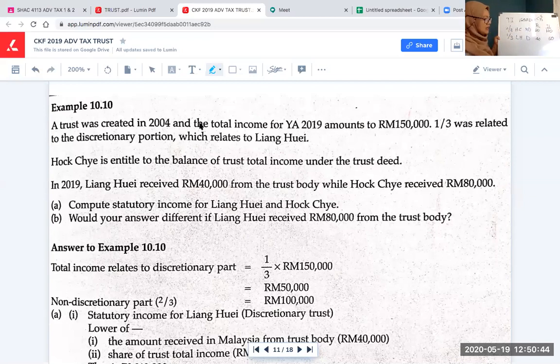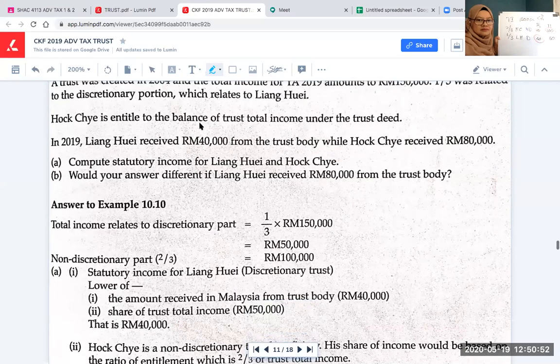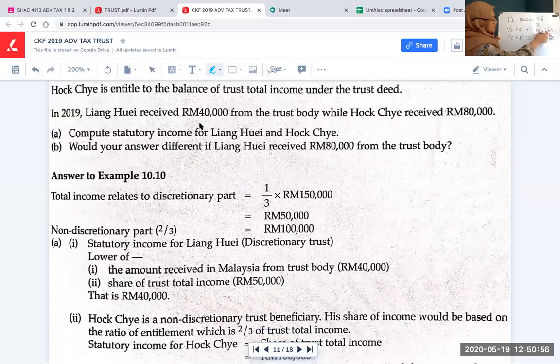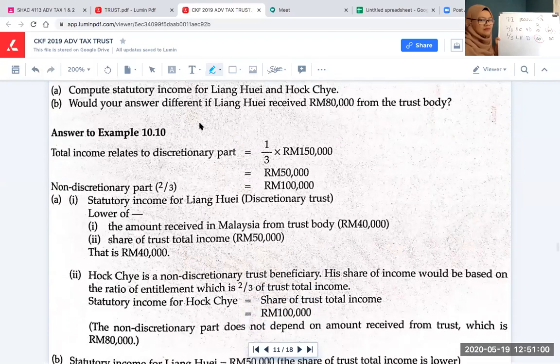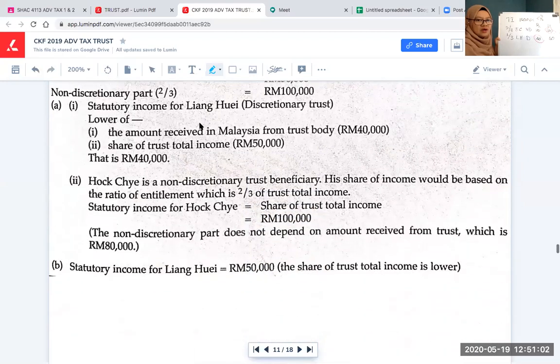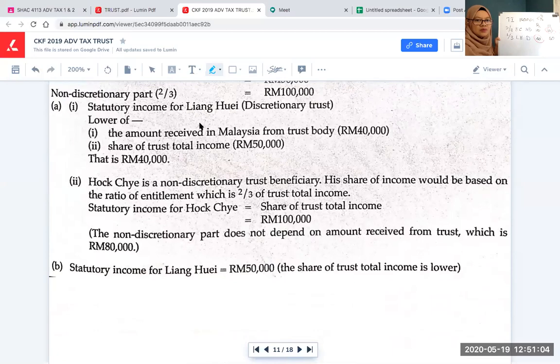For discretionary, what do we take? The lower of. For non-discretionary, we take the total income. What is the answer? Non-discretionary is 100,000, correct? And then here 40,000. The lower of 40 and 50, we take 40. Hok Chi, non-discretionary, his share of income will be based on the ratio.